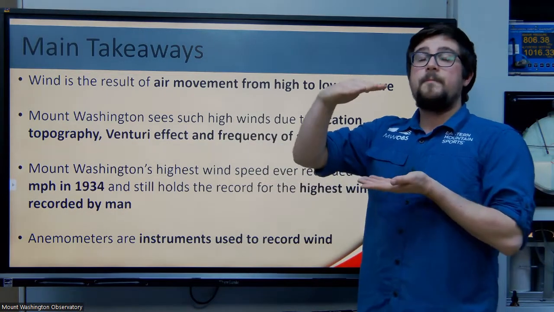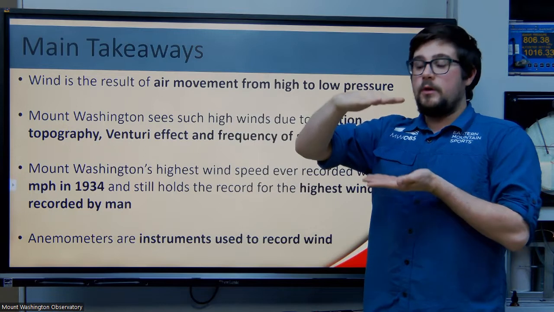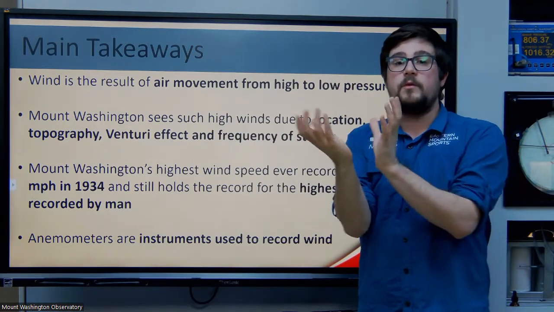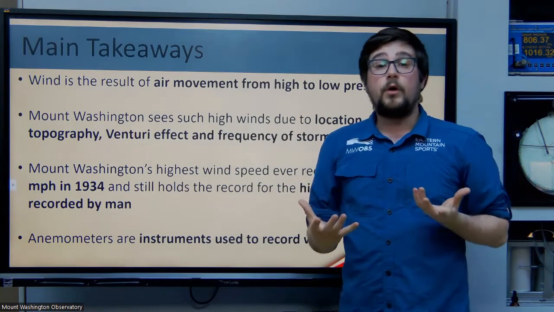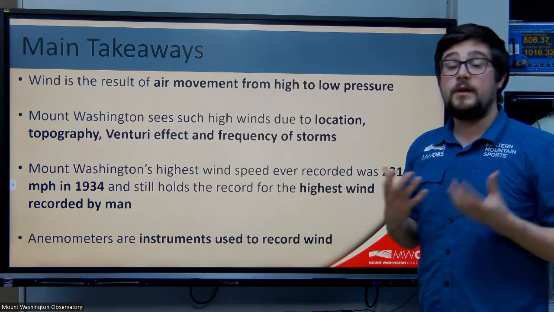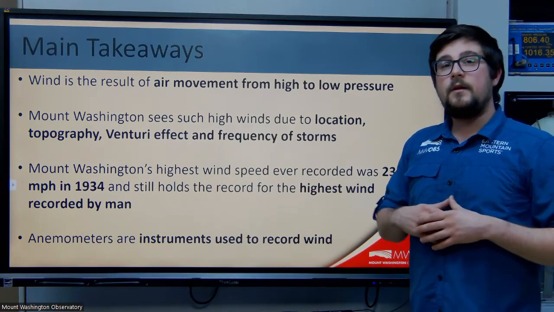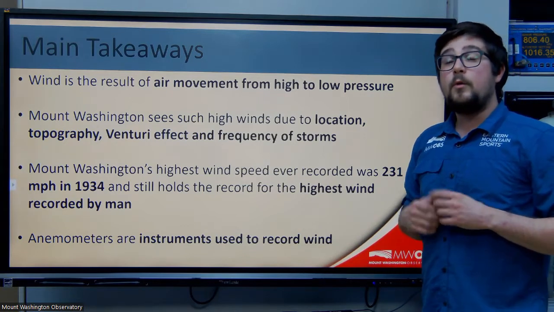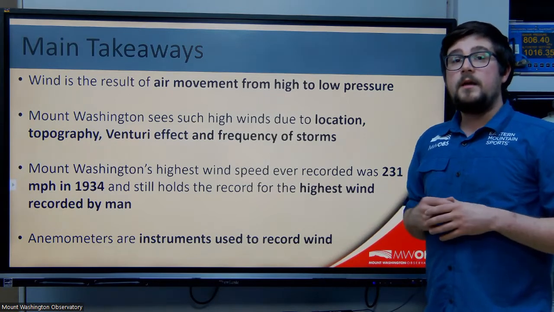Again, remember the top of the troposphere being lower between the top of the mountain and itself, and so winds being squeezed between those two sort of walls, if you want to think of it that way. And finally, the frequency of storms, so the amount of storms that are around Mount Washington in a given year. Our highest wind speed, of course, 231 miles per hour, still the world record wind reported by man.